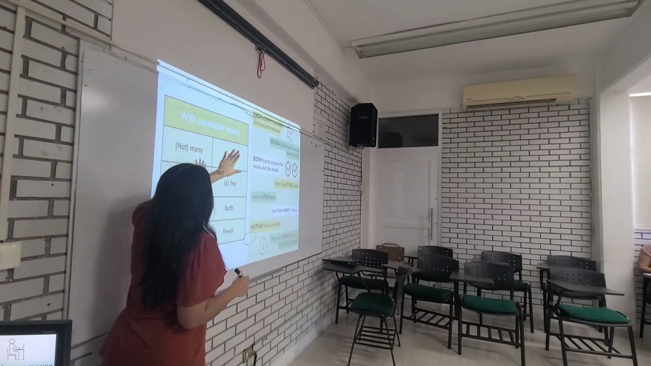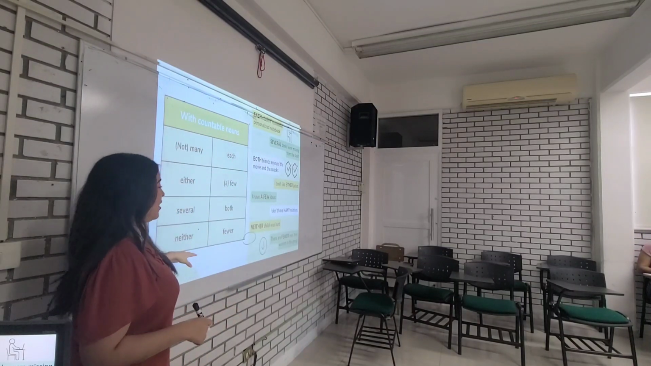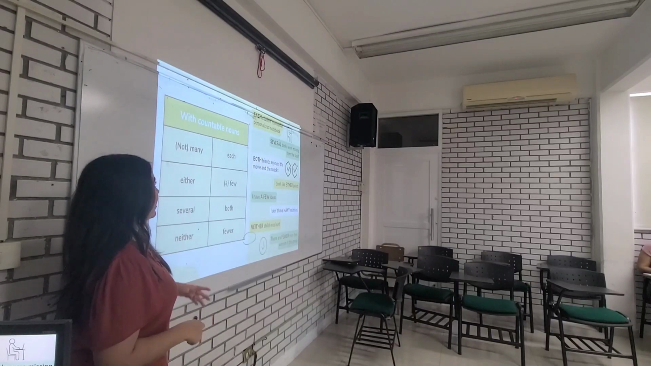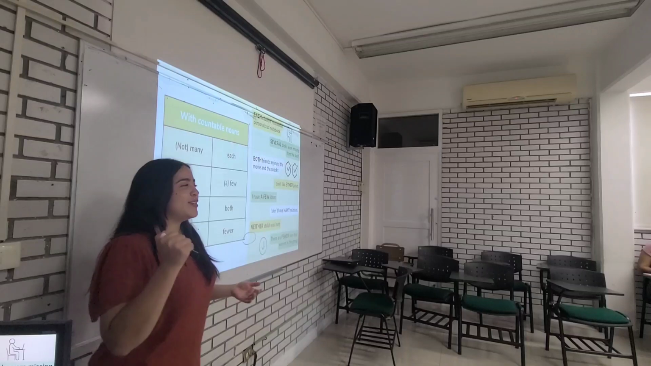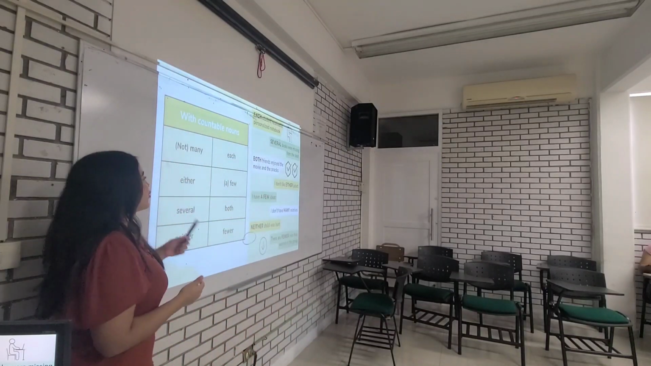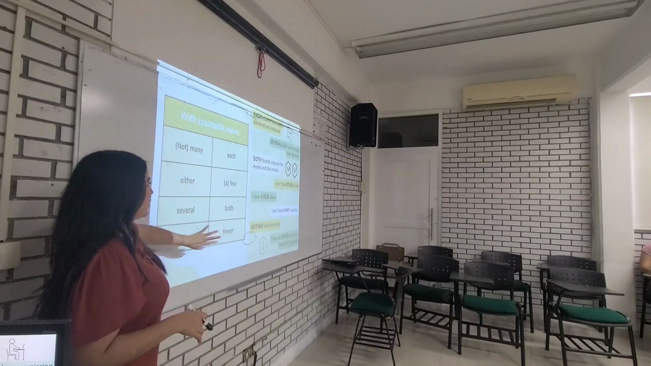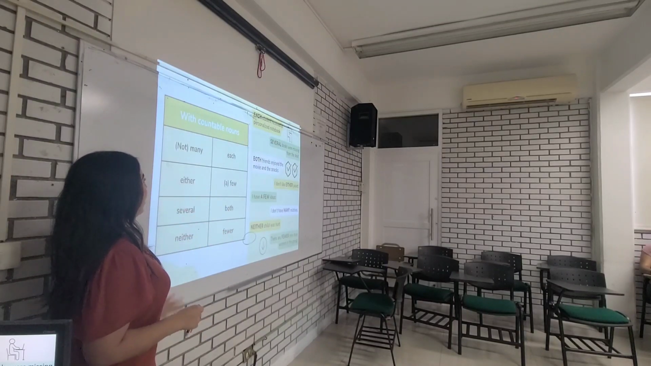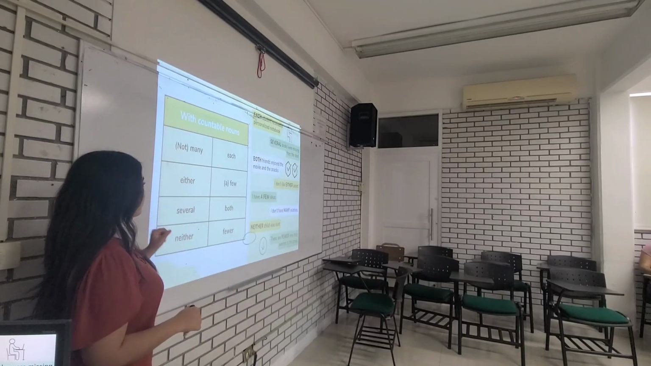Quantifiers with countable nouns. We have many options. Okay, many options. They are 8. Do not, at the activity, use the neutral ones because that's the easy way. Okay? Try to use the specific ones that are for countable nouns. In this case, we have many that you already know that many is with countable nouns.